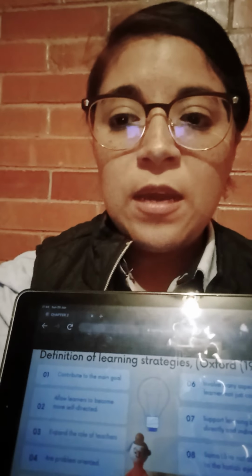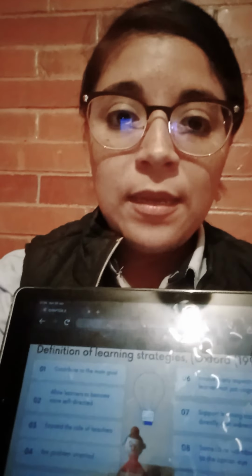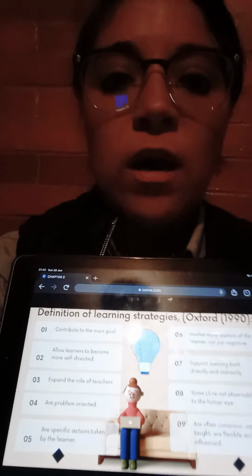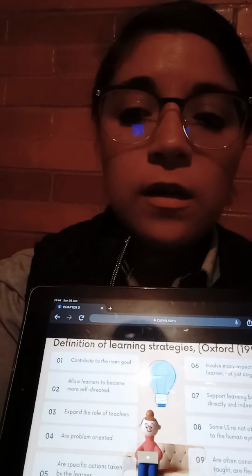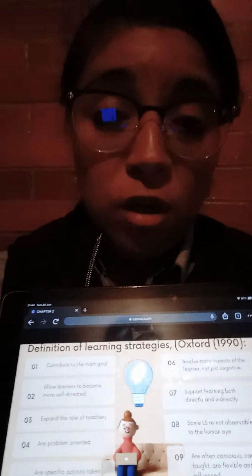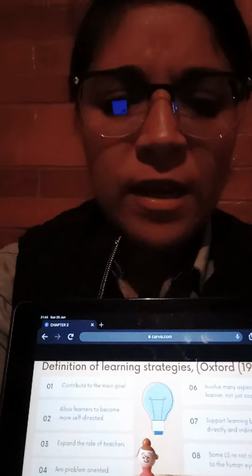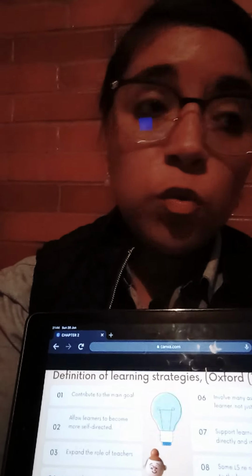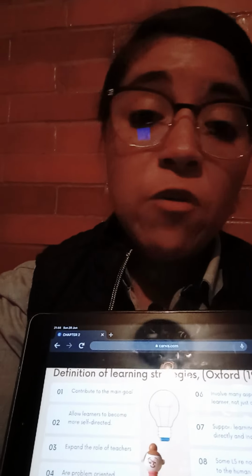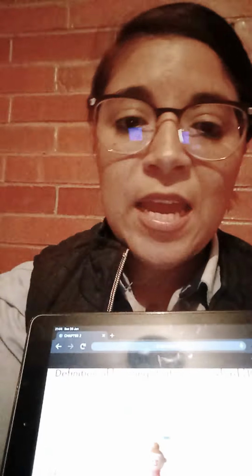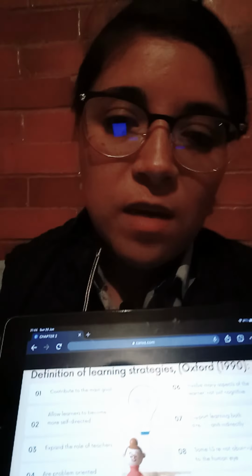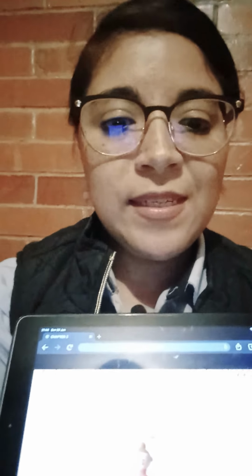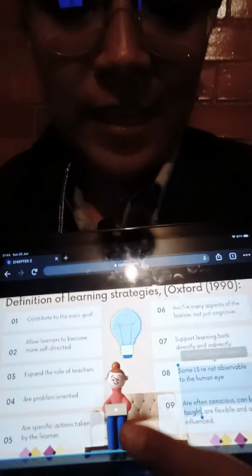Some learning strategies are not observable to the human eye, because some things are not, like I said, infographics and stuff. Some things are memorizations and are often conscious. They can be taught, yes. The strategies can be taught, as every process can be taught to another learner, to the students, and they are flexible, influenced by the subject, by the teacher, by the social context. And let's then continue.